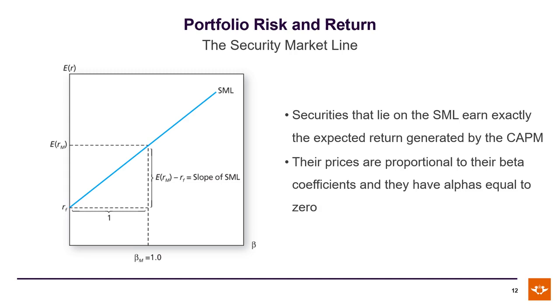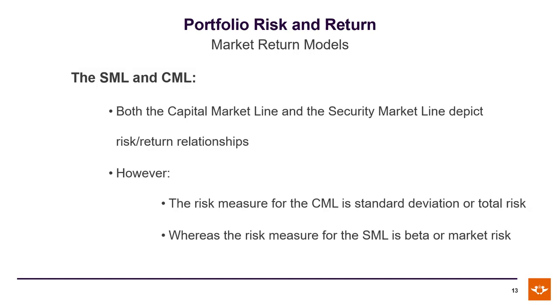In looking at the security market line versus the capital market line, it is important to note that though they both depict risk-return relationships, the capital market line focuses on total risk. So it includes both diversifiable and undiversifiable risk, and this is denoted by standard deviation, whereas the security market line is focused only on market risk, and this is denoted by beta.